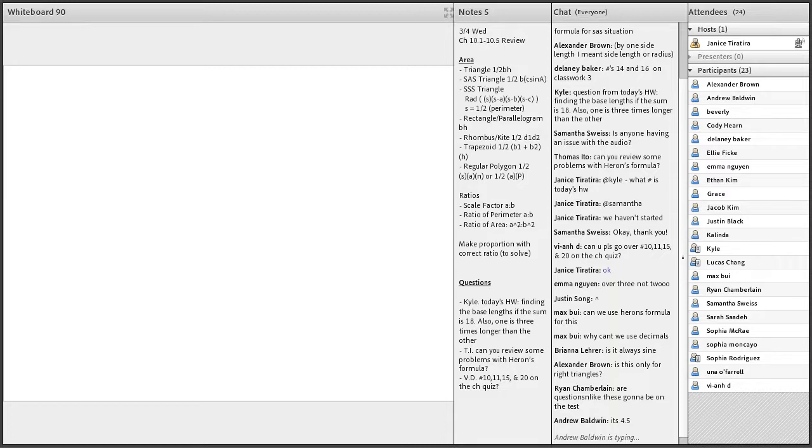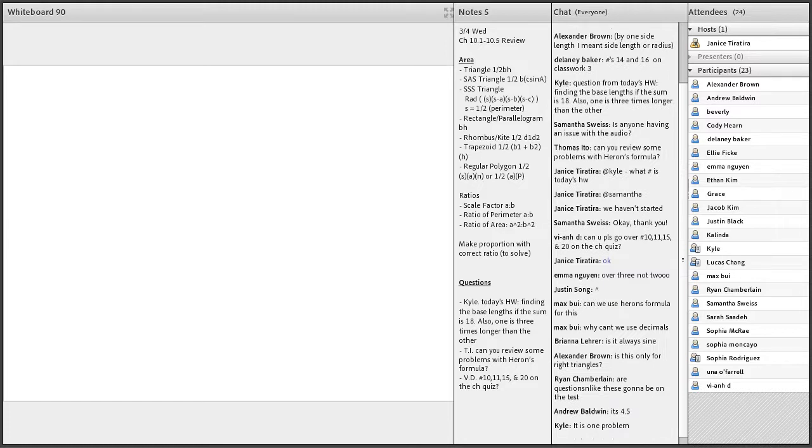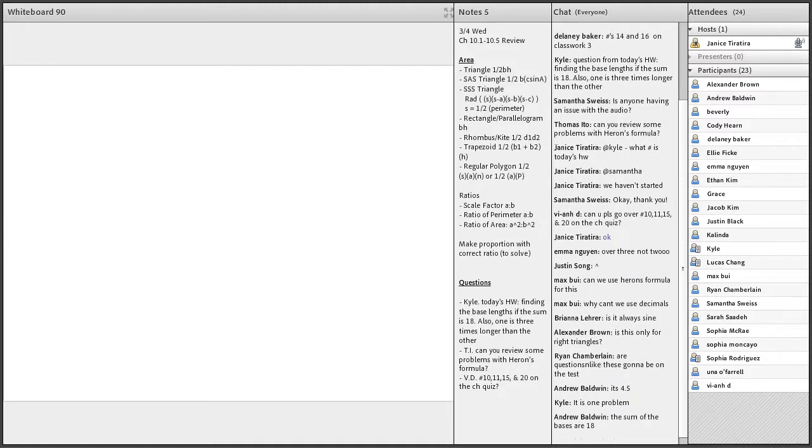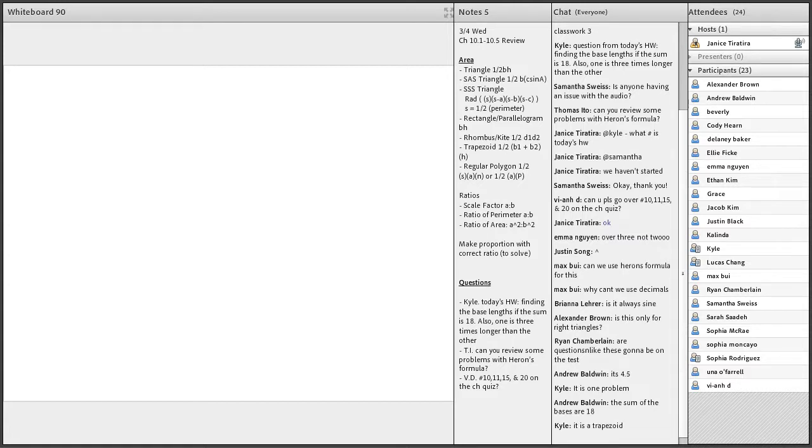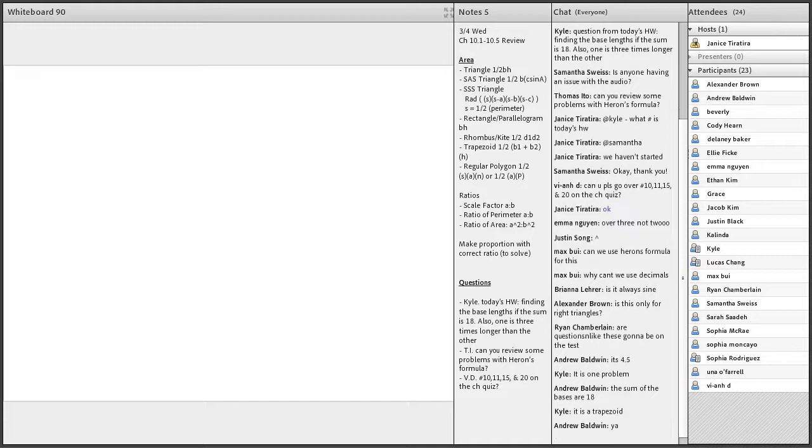I don't think we're given enough information. It's 4.5. Hold on, let's see. Find the base. I mean, what shape is this? Okay, let me try to look for it in the homework. Some of the bases are 18. So Andrew, do you know what shape this is? Oh, trapezoid. Okay, thanks, Kyle. So trapezoid. Ah, so we already have the sum of the bases. B1 and B2 are already given.